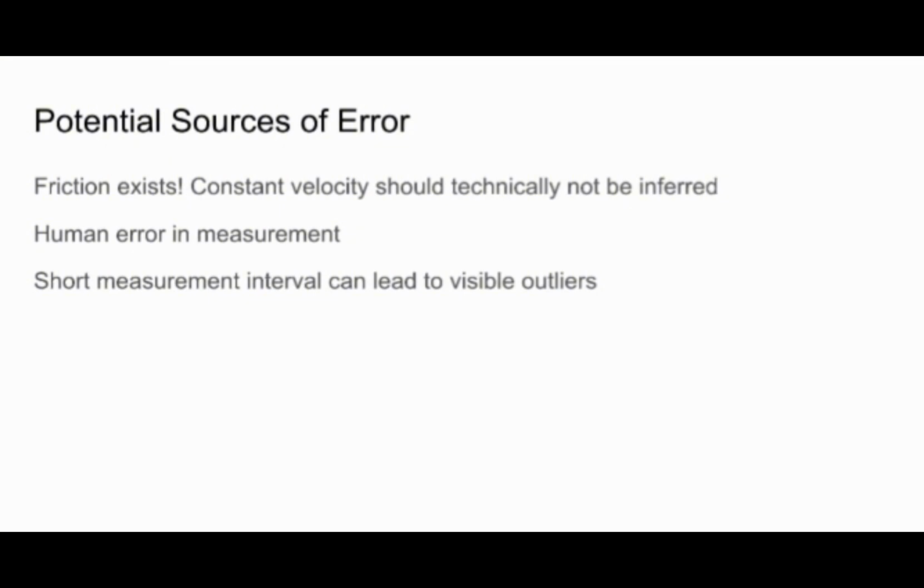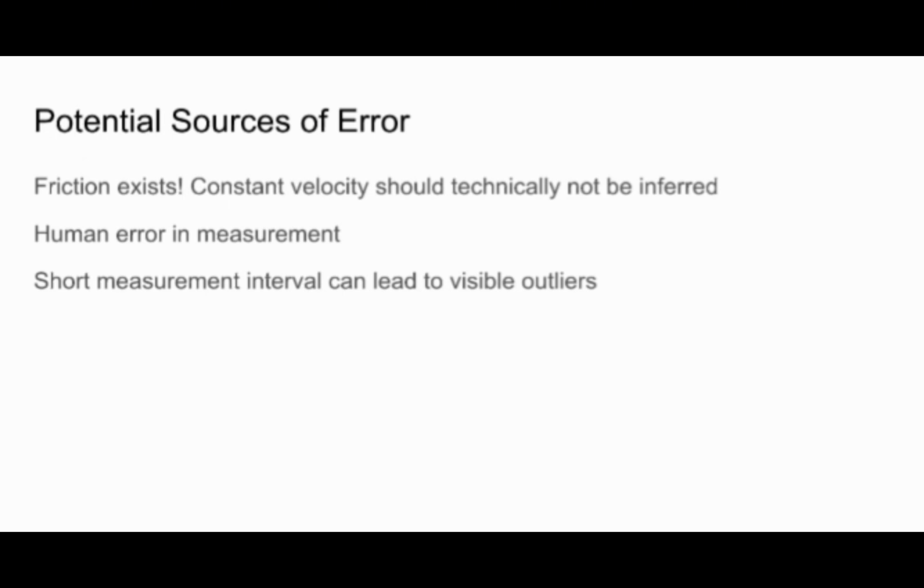So what does this mean? Though the datasets were relatively close to each other, they were still pretty different, and that means that there are some potential sources of error in our experiment. Number one is that friction exists. As I was rolling the Celsius can across the floor, it tended to get slower as it went on further because of more friction acting upon it.